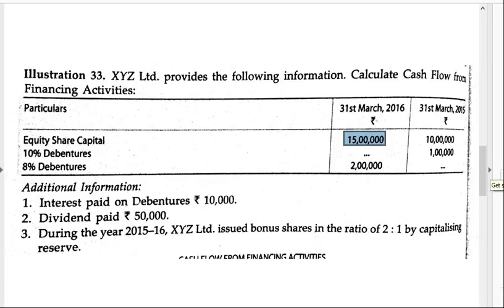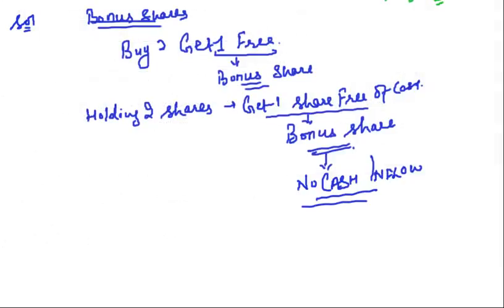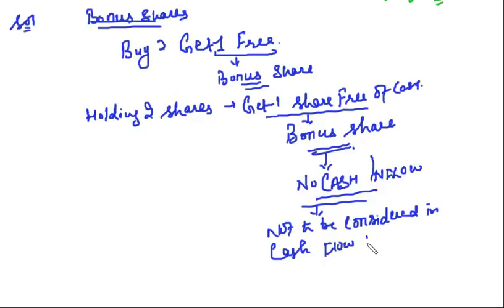Now, next item, 10% debentures. First, write regarding the bonus shares. You may write: no cash inflow, not to be considered in cash flow from financing activities. Clear?